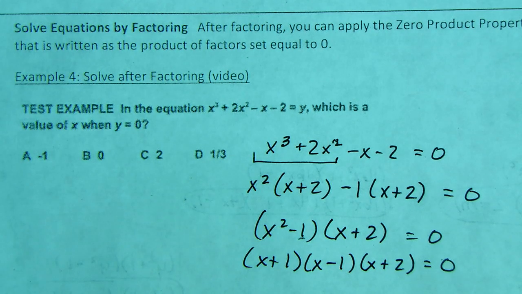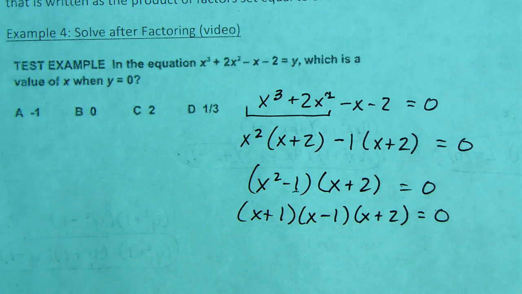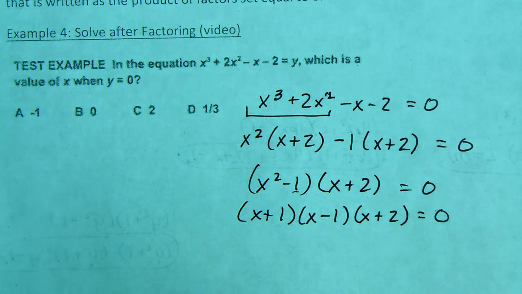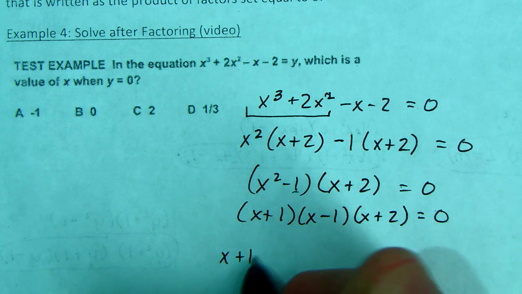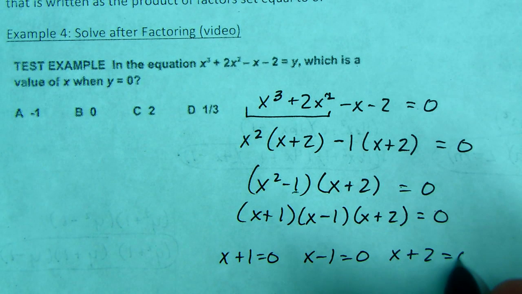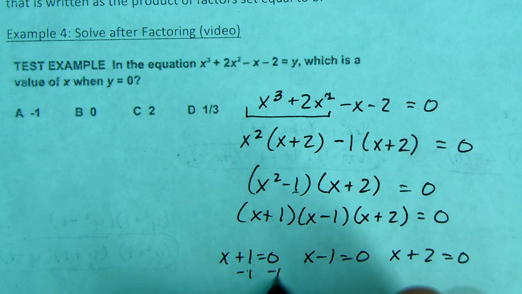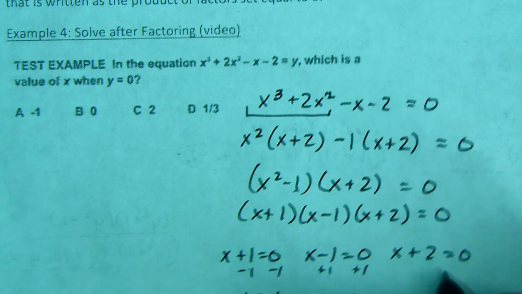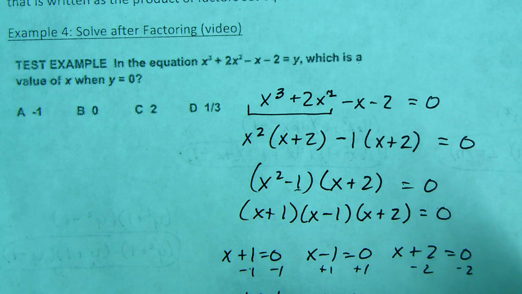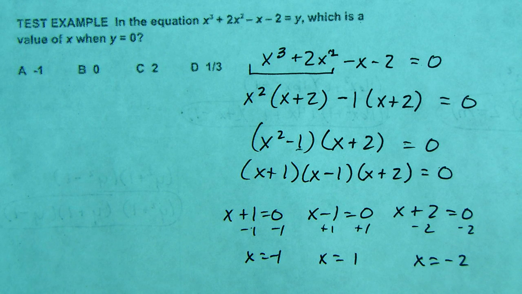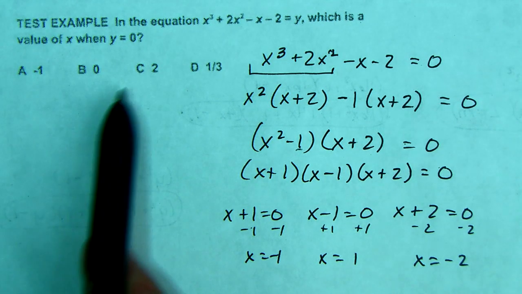So then my answers, remember, if we're solving, you set every factor equal to 0. So x plus 1 equals 0, x minus 1 equals 0, and x plus 2 equals 0. So we get x equals negative 1, x equals positive 1, and x equals negative 2. So which one is a possible answer? Negative 1, 0, positive 2, or 1/3. The only one that's up there is the negative 1. So it is A.